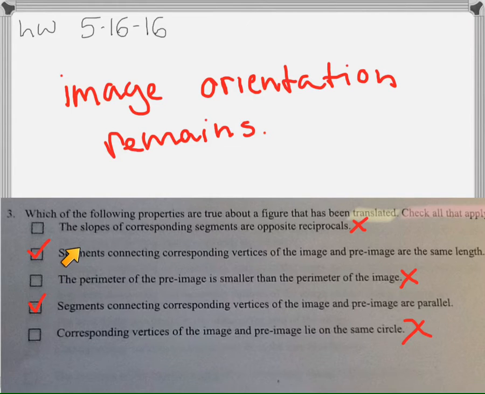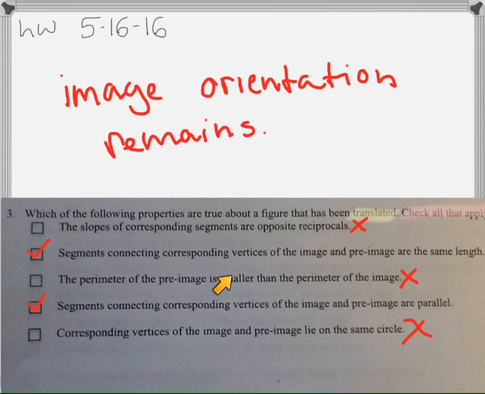So the first one is the slopes of corresponding segments are opposite reciprocals. This is not true because the orientation, this is a huge idea, the orientation of an image when it is translated remains the same. So the slope of all corresponding segments would remain the same. So this is not true.